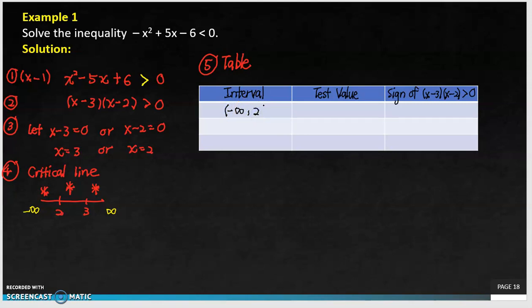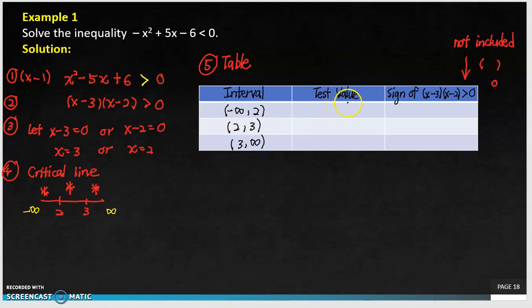In order to put not included or included, we refer to this inequality. So this inequality is not included. Therefore, we will use the not included sign, which is a round bracket and a small circle. So this is the not included symbol. So from negative infinity until 2, which is not included. The second interval is from 2 to 3. And the third interval from 3 to infinity.